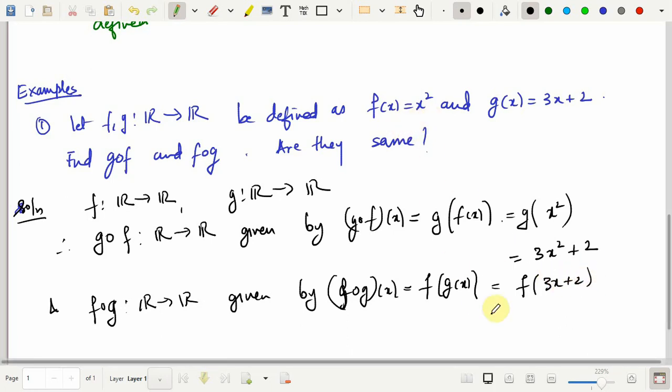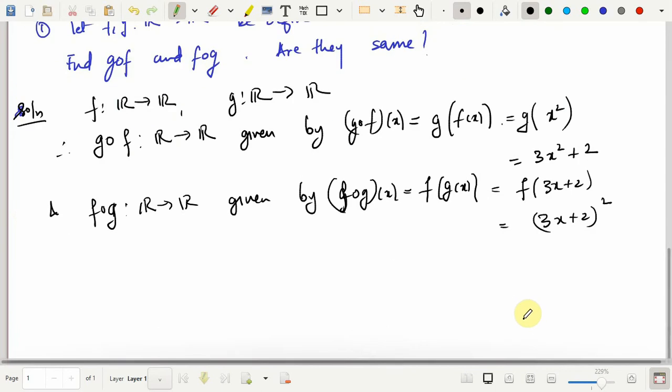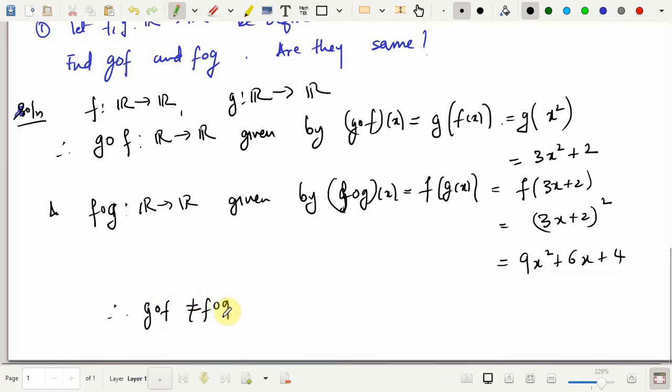is equal to x square. So f will take 3x plus 2 to its square, so 3x plus 2 the whole square, which when you further evaluate you get it as 9x square plus 6x plus 4, and definitely this expression is not same as 3x square plus 2, and therefore we say that g composite f is not identically same as f composite g. And this is an example wherein you can say that the commutativity of composition is not true.